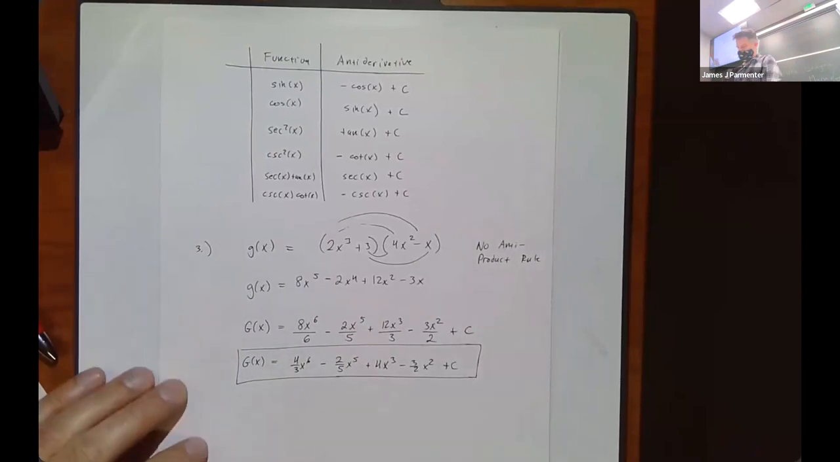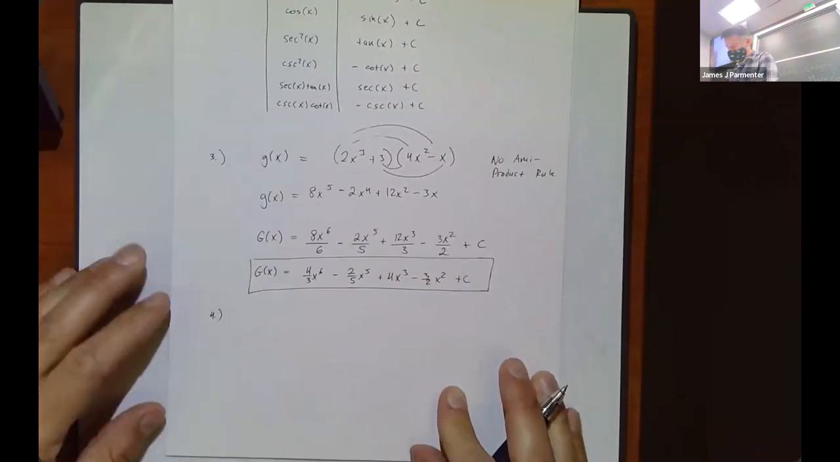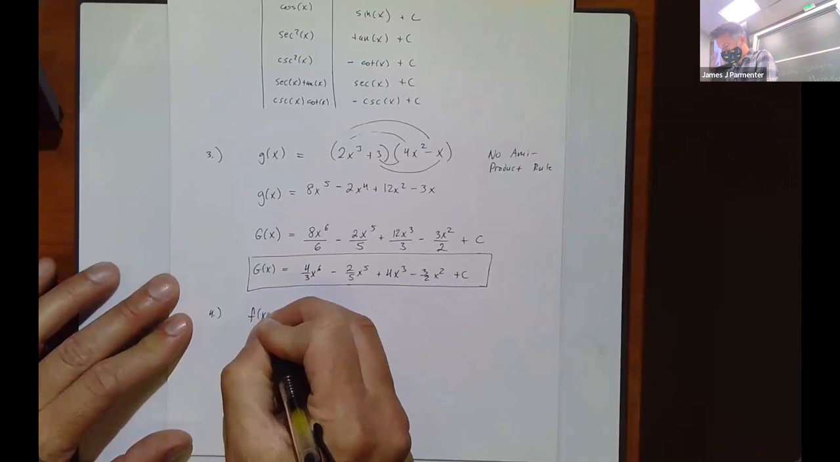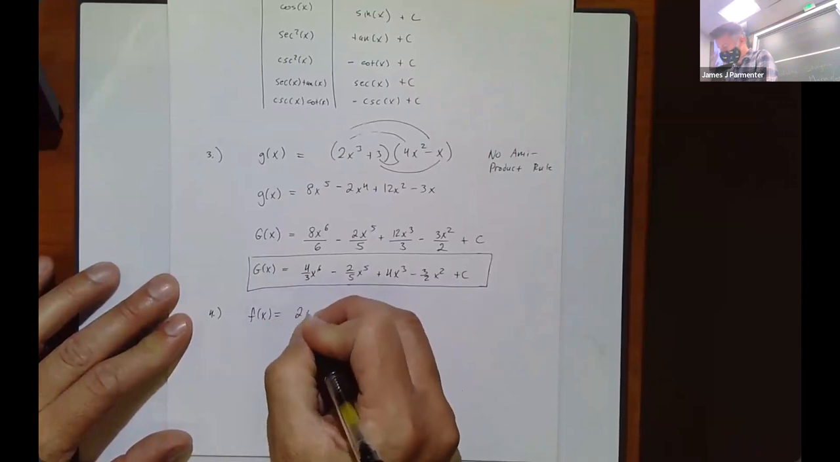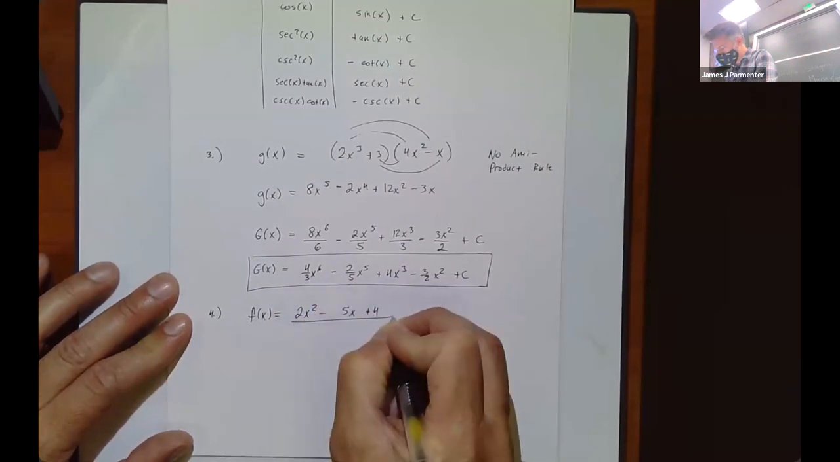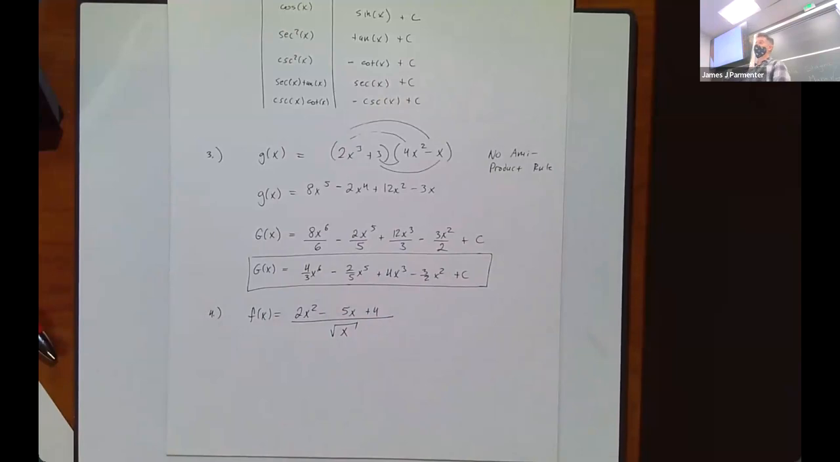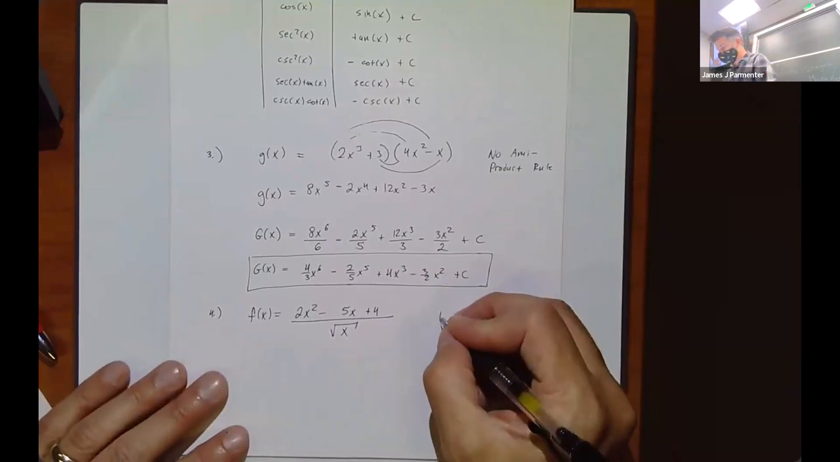Let's look at one more example, kind of similar. Let's say we've got something like f of x equal to 2x squared minus 5x plus 4, all divided by the square root of x. And as you might have guessed, just like there isn't an anti-product rule, there isn't an anti-quotient rule.